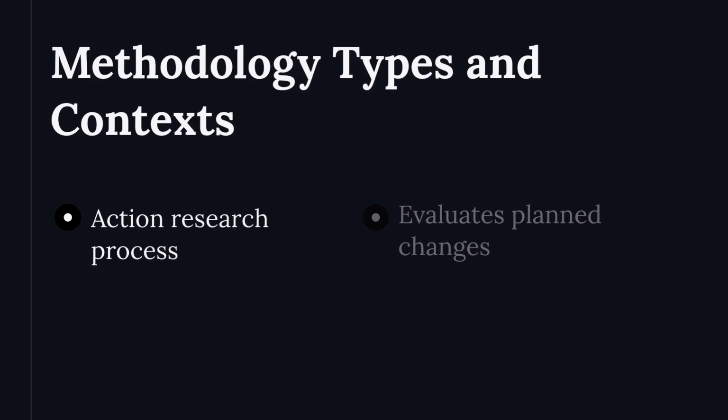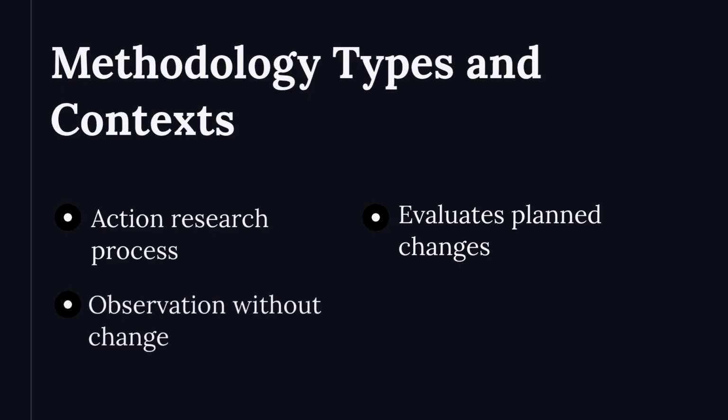The source introduces several methodology types for specific contexts. Action research focuses on solving problems through cycles of planning, action, and reflection. Intervention research evaluates the effects of planned changes, while non-intervention research observes existing conditions without altering them.